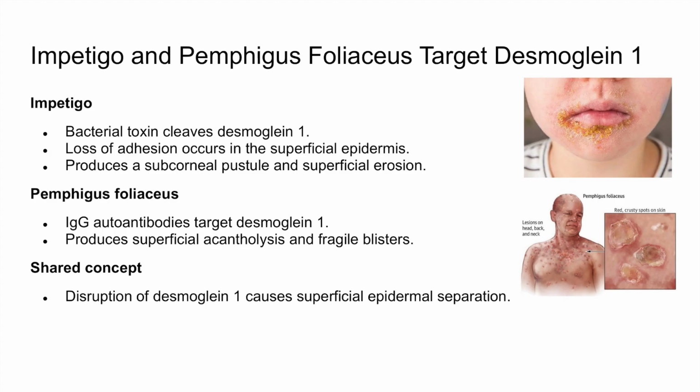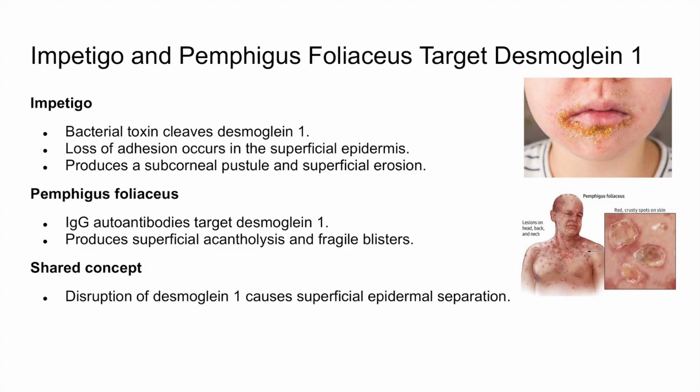So bullous impetigo and pemphigus foliaceus share disruption of desmoglein 1, an adhesion protein concentrated in the superficial epidermis. In bullous impetigo, an exfoliative toxin produced by Staph aureus cleaves desmoglein 1, producing superficial epidermal separation, fragile bullae, and erosions. Pemphigus foliaceus produces a similar level of separation, but the mechanism is autoimmune.